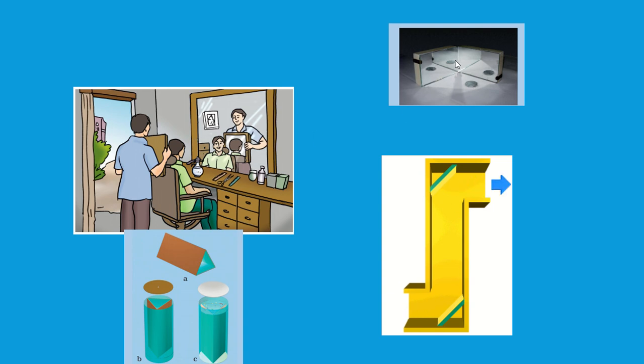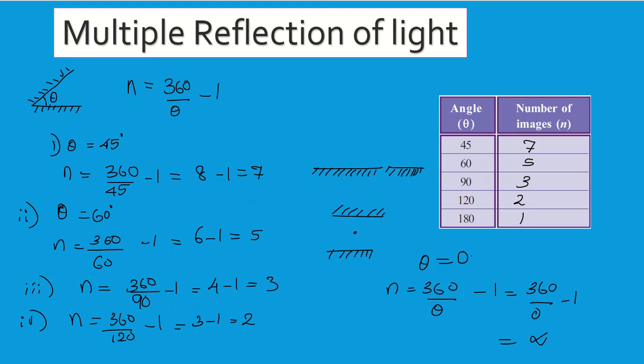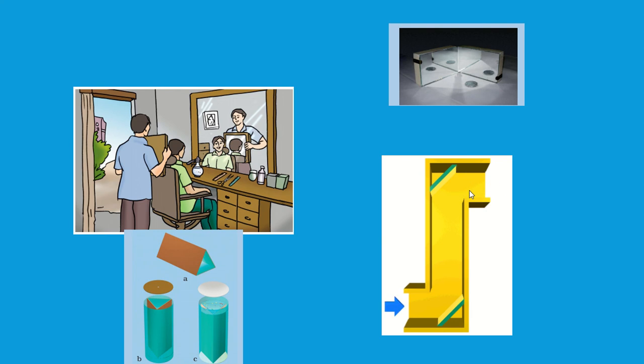Here you can see two mirrors kept at some angle, and you are getting three images. So we have already seen where we get three images, when they are kept at 90 degrees to each other. You can see the application of this multiple reflection of light.